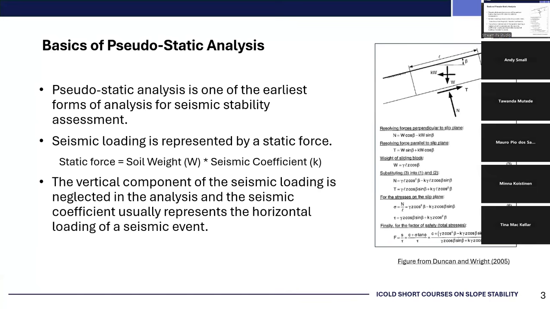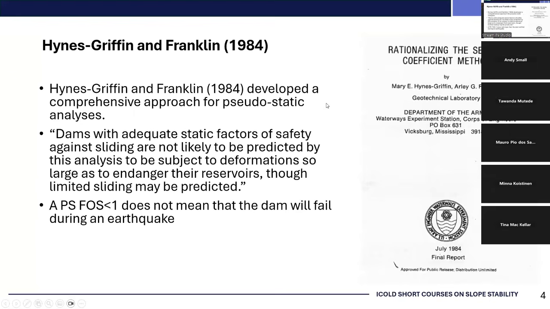Pseudo-static analysis is one of the earliest forms of analysis for seismic stability, where they took a block on a sliding plane, had a weight, and applied a force that represented the horizontal force due to an earthquake. And with these forces, they calculated the factor of safety of that sliding block. Hynes, Griffin, and Franklin developed a very comprehensive approach for pseudostatic analysis in 1984, and this is often cited as a key reference document for pseudostatic analyses.